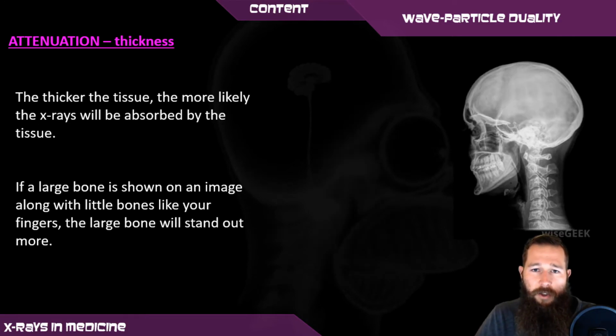The thicker the tissue, the more likely X-rays will be absorbed by the tissue. If a large bone is shown on an image alongside smaller bones, for example the hand compared to the arm, the large bones would stand out a lot more. And also in this image on the screen, the skull will absorb a lot of the X-rays because it's really thick compared to an area such as the nose.